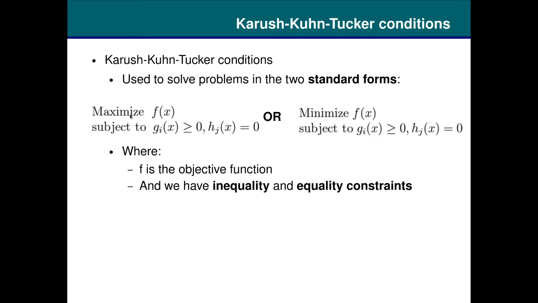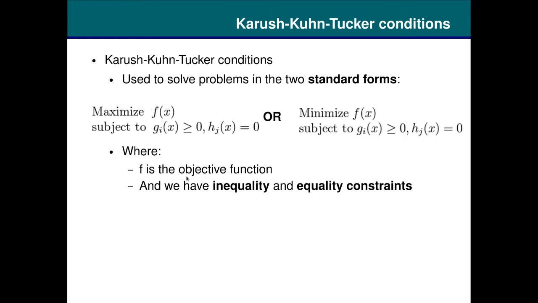We can solve maximization problems of some optimization function f of x subject to a constraint in terms of being greater than or equal to 0 and equality constraints. By equality constraints, I mean equal to 0. Or minimization problems also for a given optimization function in which my constraints are also in terms of being greater than or equal to 0, and my equality constraints, of course, equal to 0. All those equal to 0.